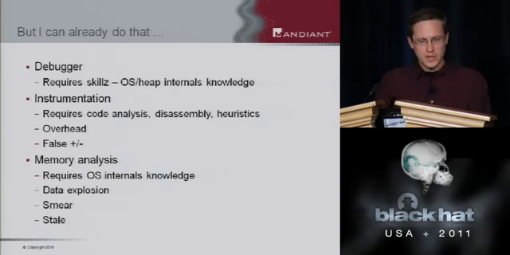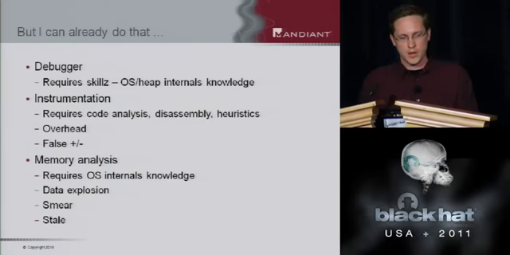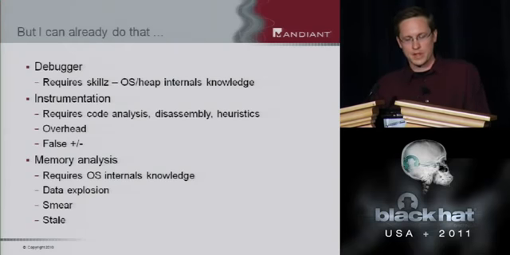So you may say, well, I can already do that with a number of other tools like a debugger or some memory analysis capabilities. But the debugger requires some pretty advanced skills and knowledge of heap internals and things like that. Instrumentation, using something like Pin or some other type of binary instrumentation, is what some other tools use, but that requires some heuristics, disassembly, code analysis, and it introduces an overhead and a false positive and negative rate that may or may not be acceptable. Same with memory analysis, and an additional disadvantage of memory analysis is that it's a smear and it's stale and it's not as real time as a debugger or a tool like Heap Inspector.